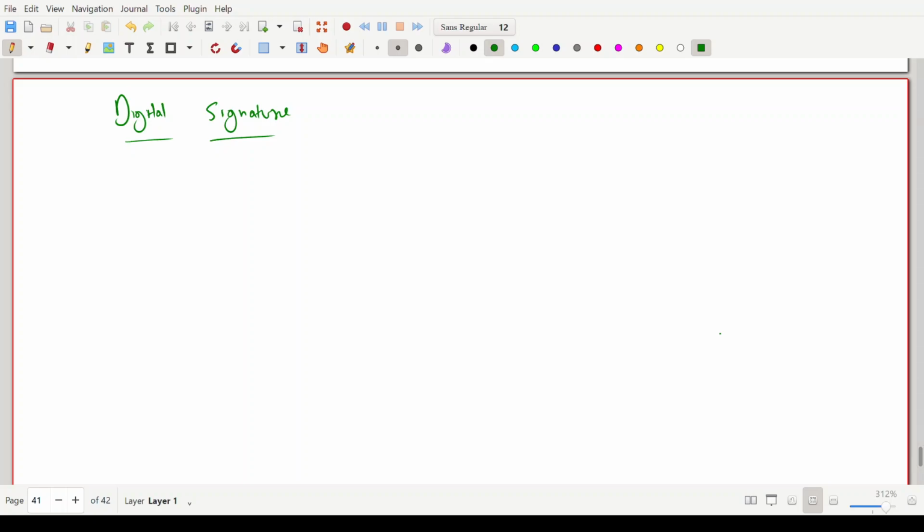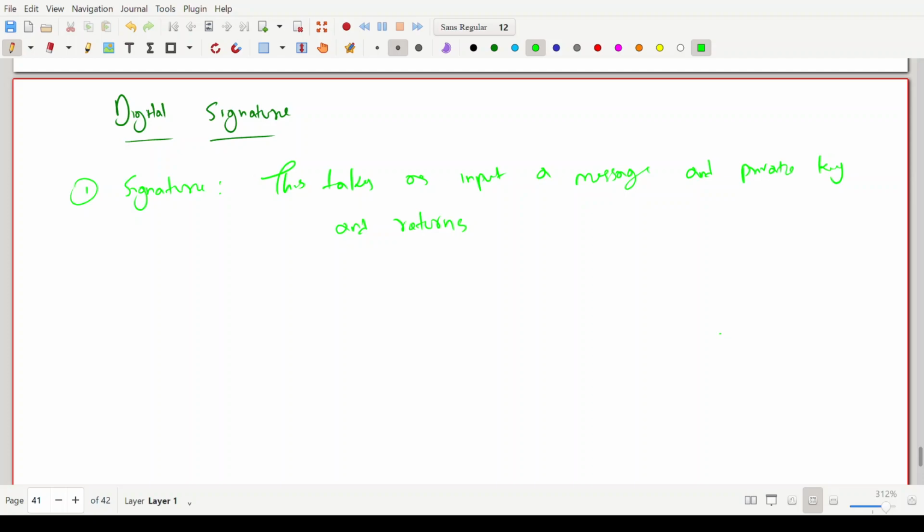So basically a digital signature scheme can be described by two algorithms. First is signature, second is verification. Signature takes as input a message and private key, and returns a signature on the message. And what is verification?